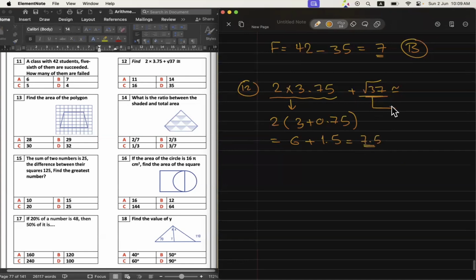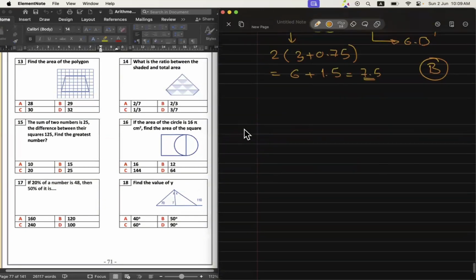For root 37, you know that root 36 is 6. So root 37 will be 6 point something. If you would like to find the sum, it will be 7.5 plus 6 point something. Just add the wholes, 6 plus 7 equals 13. Then we have a decimal part, so maybe the answer will be 14. So the answer is B.